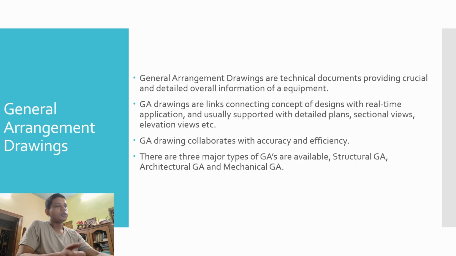There are three major types of GAs available: structural general arrangement drawing, architectural general arrangement drawing, and mechanical general arrangement drawing. We shall be focusing only on the mechanical general arrangement drawing, because this entire series has been kept with a viewpoint of mechanical engineering. So we shall be focusing on the mechanical general arrangement drawing, or mechanical drawings if I say so. So that's the real objective.